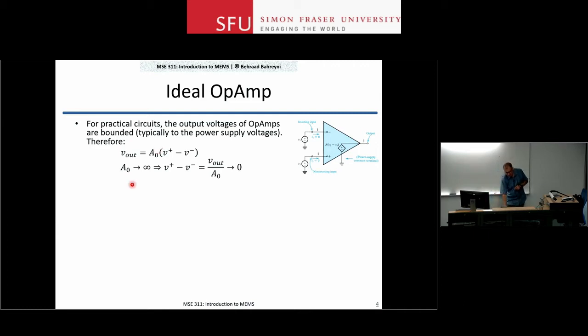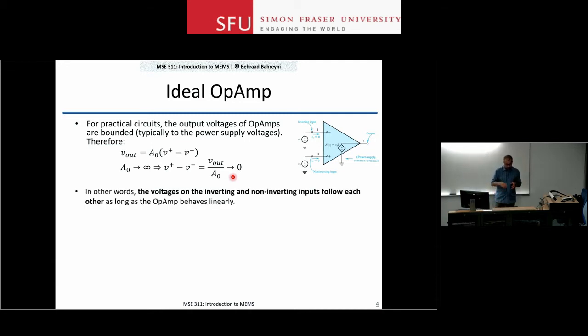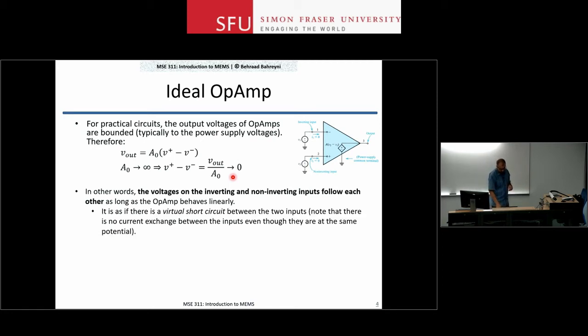As long as that's the case, if A naught is very, very large, you can show that the difference between the 2 input voltages approaches 0, meaning that the 2 voltages track each other. So there is a requirement for this. Your op-amp has to have negative feedback around it. Without directly shorting the 2 inputs to each other, the voltages on the 2 inputs will track each other. It's as if there's a virtual short, which you've seen in your previous courses.